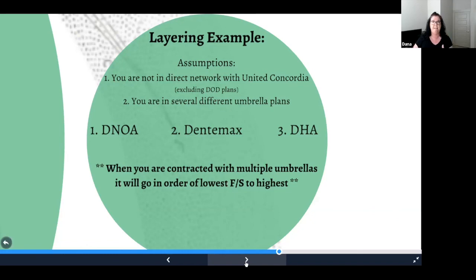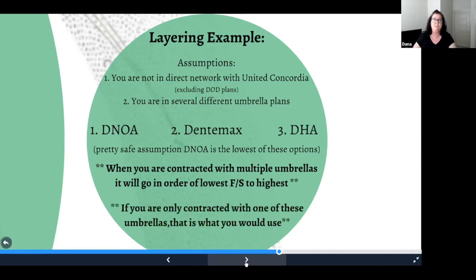All right, so how they're going to layer that is they're going to pay you on the lowest fee schedule that you are contracted with, okay? We're going to pretty much safely assume that DNOA is the lowest of these options. Again, if you have great DNOA fees, perfect, but we're going to assume DNOA is your lowest. So they're going to pay you on the DNOA fee schedule. Let's say you're in network with Dynamax and DHA, they're going to pay you on the Dynamax fees. Let's say you're in network with DNOA and DHA, they're going to pay you on the DNOA fees. Does that make sense? Can everybody understand that? If you're only contracted with one of these umbrellas, that is what you would use. So if you're only in network with DHA, United Concordia, other than the DoD plans, will be umbrellaed with them.